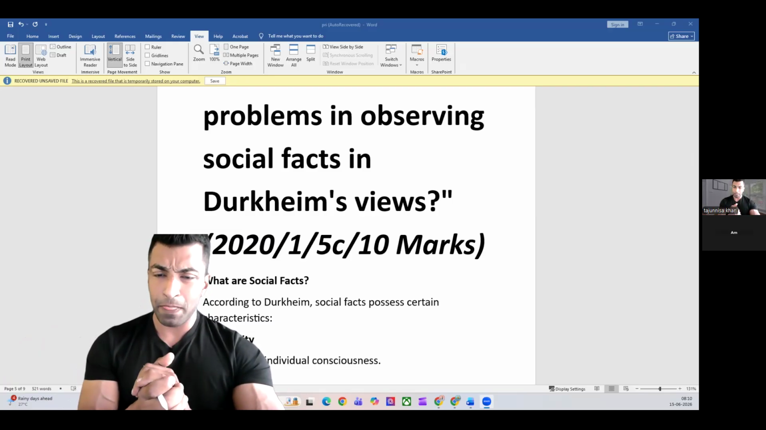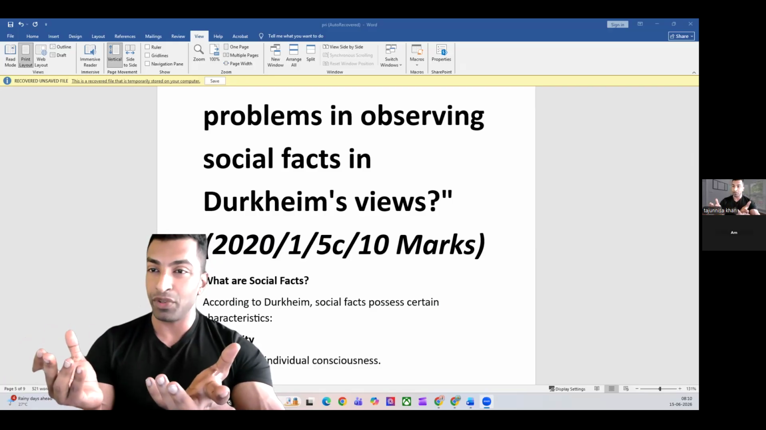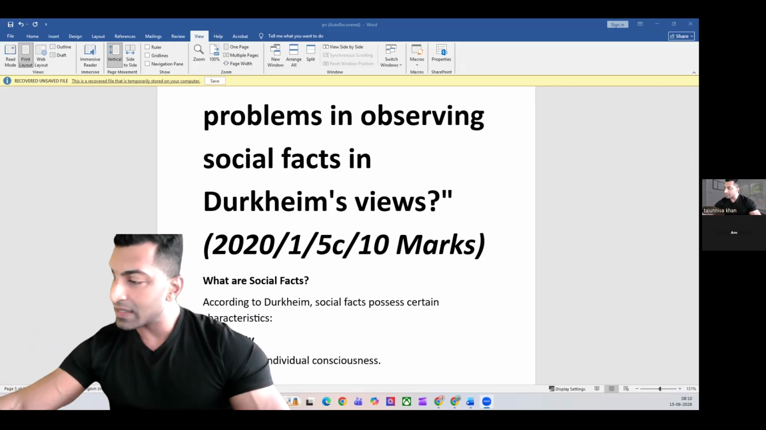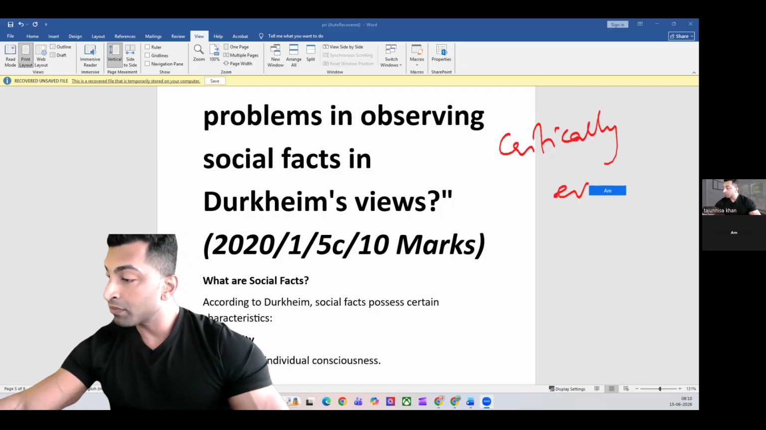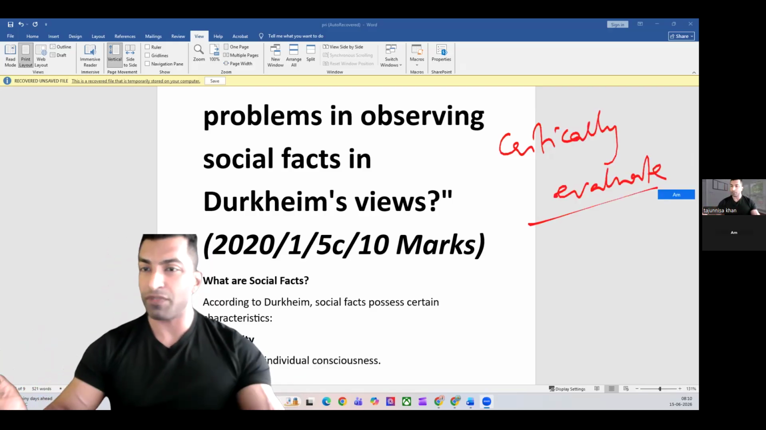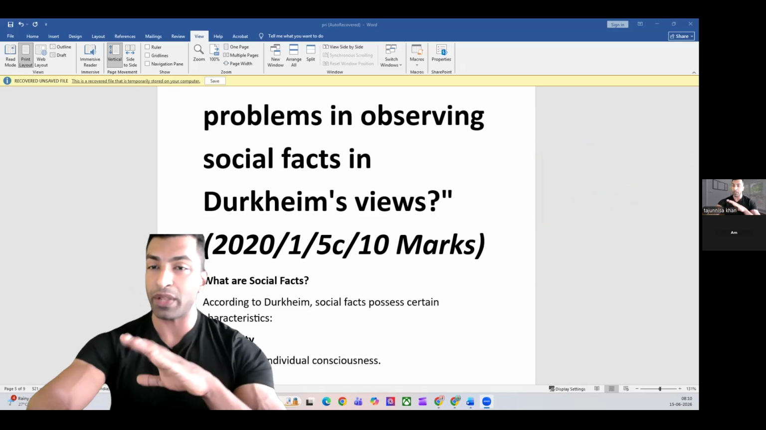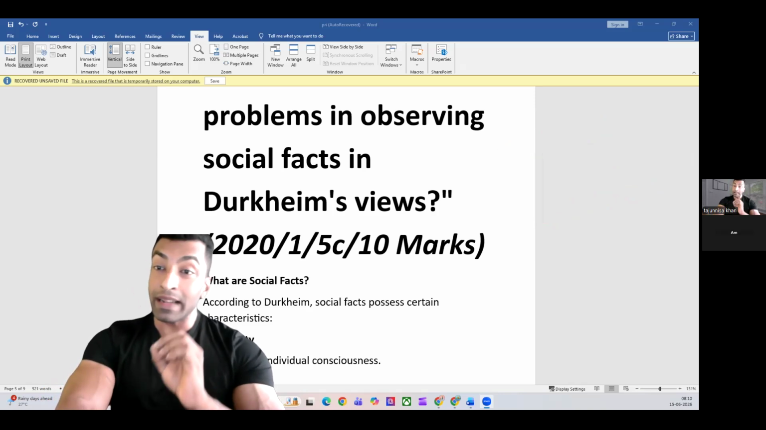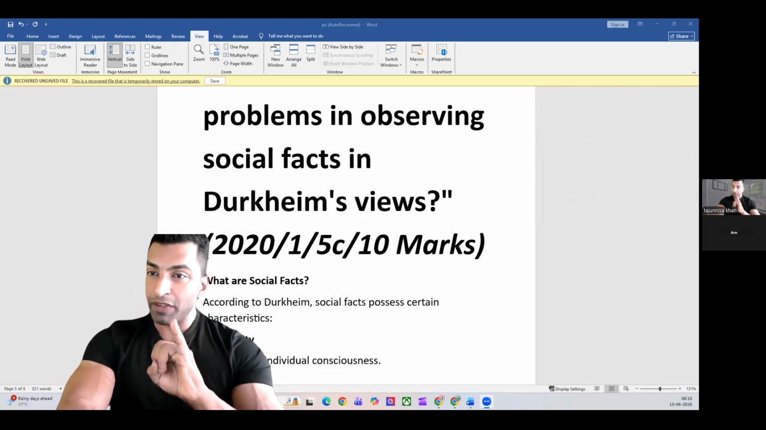So it's a kind of critical evaluation question, because you are asking the problems in observing social facts. So you can consider this as: critically evaluate his theory of social facts also. That way also you can answer this question. I hope you understood. So the directive here is, what are the problems? What it requires, first you understand. You need a brief explanation. You need difficulties in observing them.